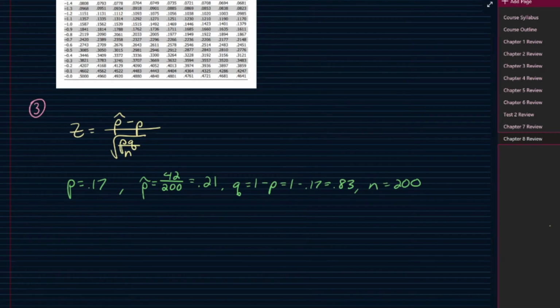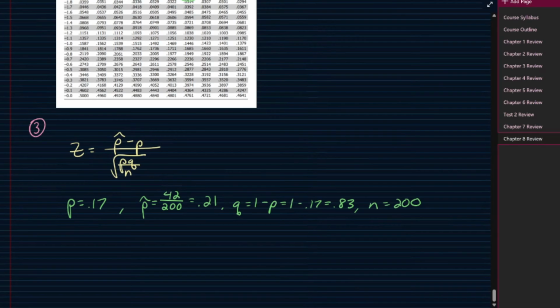Okay, plugging it all into the formula, right? I guess I'll just rewrite everything here. p is 0.17, p hat is 0.21. Well, I'll put q next. p is 0.17, and so q is 0.83. p hat is 0.21, and n is 200.